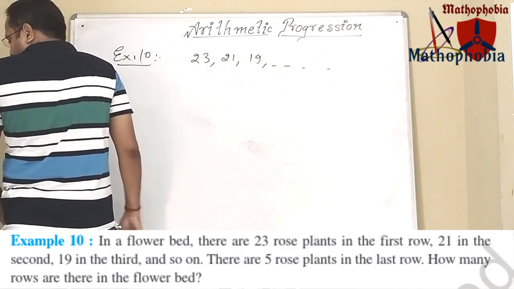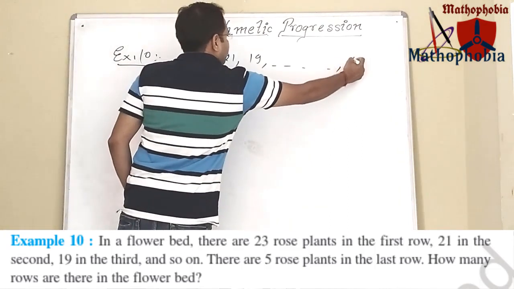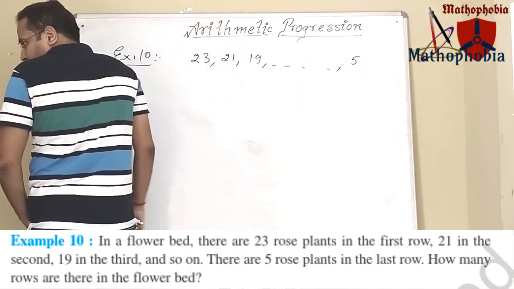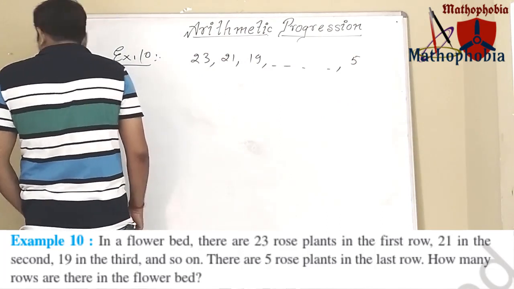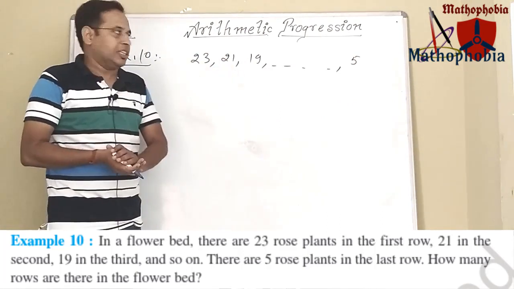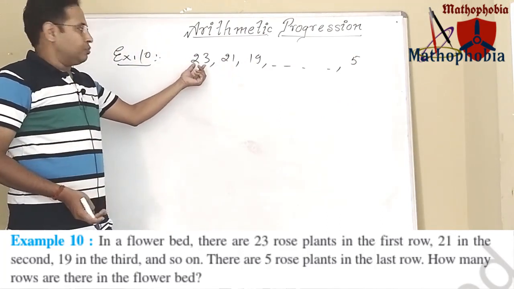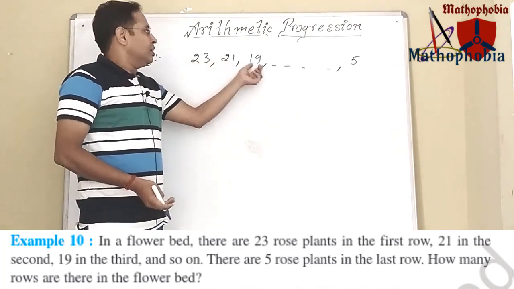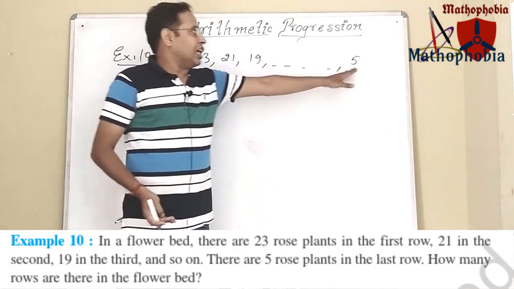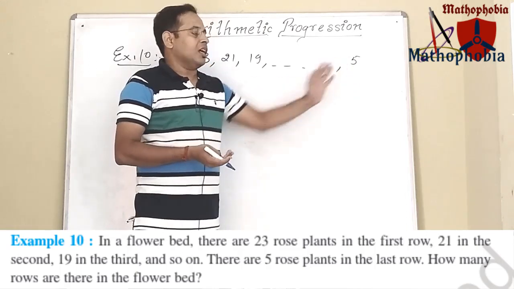There are 5 rose plants in the last row, and we need to find out how many rows are there in the flower bed. Okay, पहली रो में कितने हैं? 23. In the next row it is 21, 19, and so on. And in the last row, the number of plants is 5.